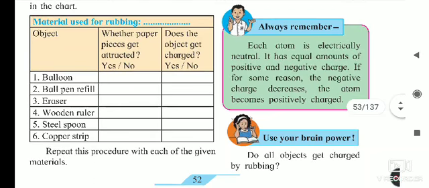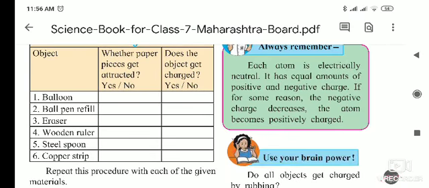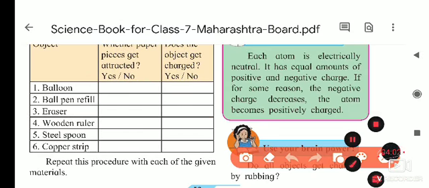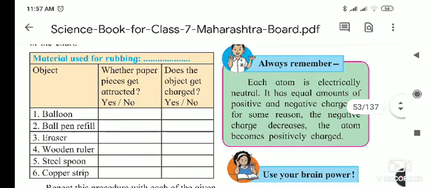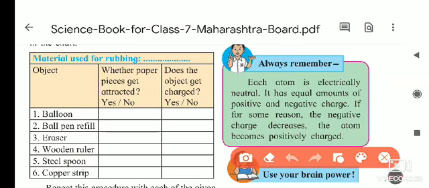Now here, see the material that we have to rub. The objects we have to take are a balloon, ball pen refill, eraser, wooden ruler, steel spoon and copper strip. We have to rub each of these against the material, and then take it near the paper pieces. Then we have to write whether the paper pieces are attracted, yes or no.